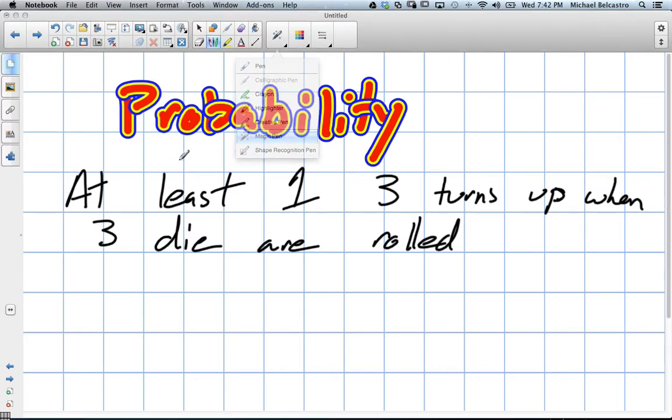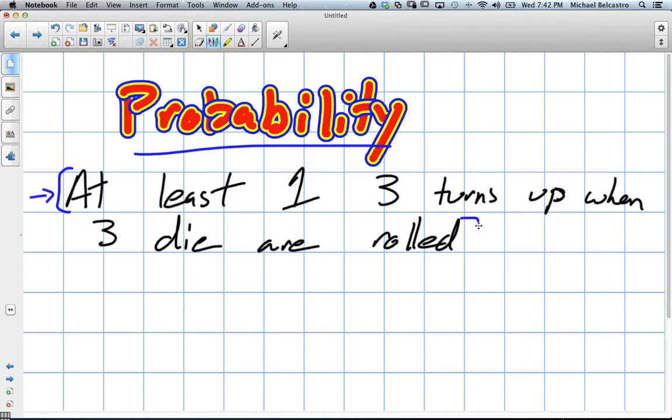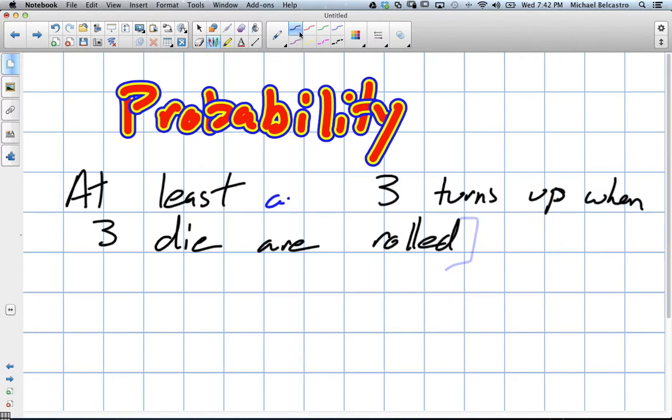So we're going to look at the probability of this question here. The syntax is really tough to understand. What it's saying is at least one, maybe I should write that as the word one. At least one needs to be permanent. At least one number 3, maybe that'll help. One number 3 turns up when 3 die are rolled.